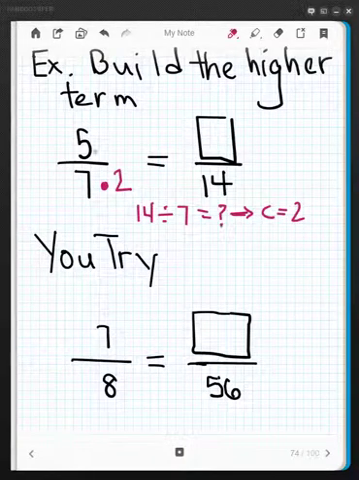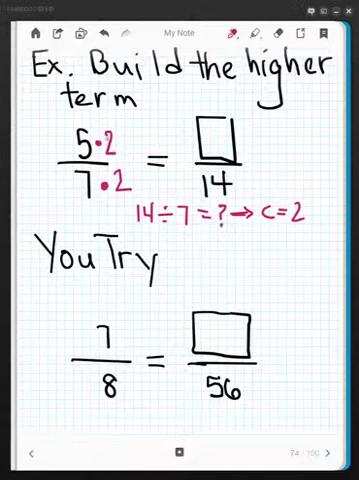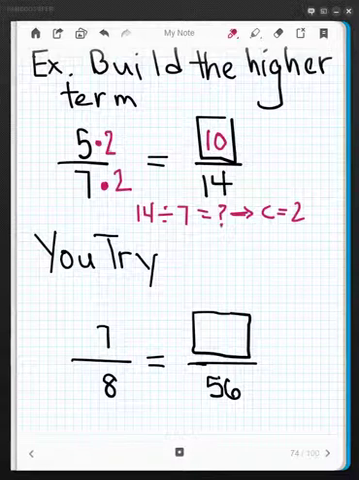So now that I know what c is, I have to multiply both the numerator and the denominator. That's just the fundamental theorem of fractions. Another way of looking at this is all I'm doing is multiplying by 1, because 2 over 2 is 1, and any number multiplied by 1 is going to be the number itself. That's why the fundamental theorem of fractions works. Now to get my new numerator, I multiply out. 5 times 2 is equal to 10. So my equivalent fraction to 5/7 with a denominator of 14 is 10/14.